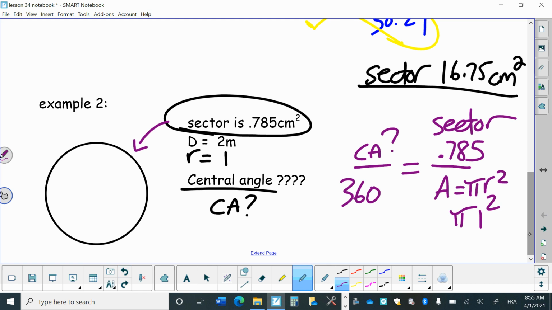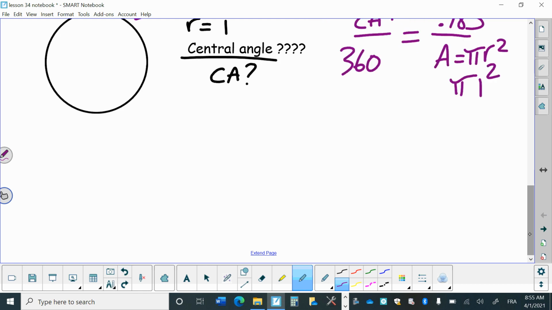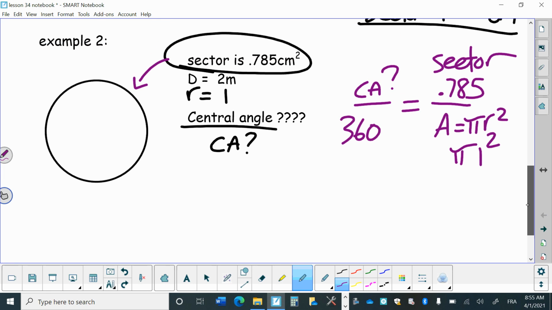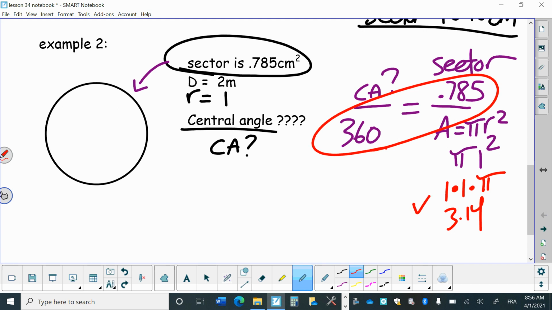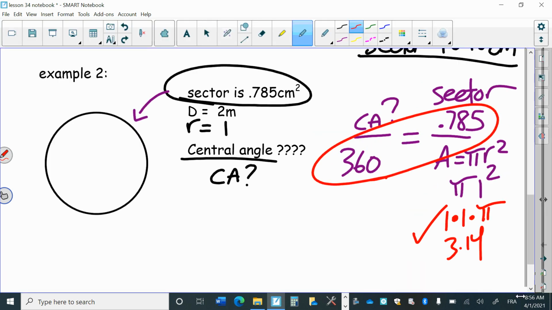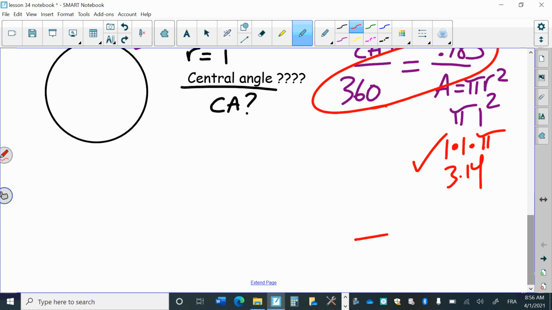Now I have two formulas inside of one formula. So if I say 1 times 1 times pi, that's going to give me 3.14 rounded properly. Now that I have my cross, I multiply and divide by 3.14. This here gives me a final answer. Central angle, 90 degrees.